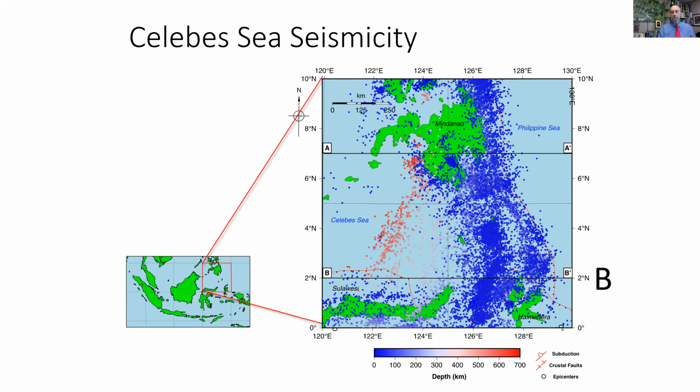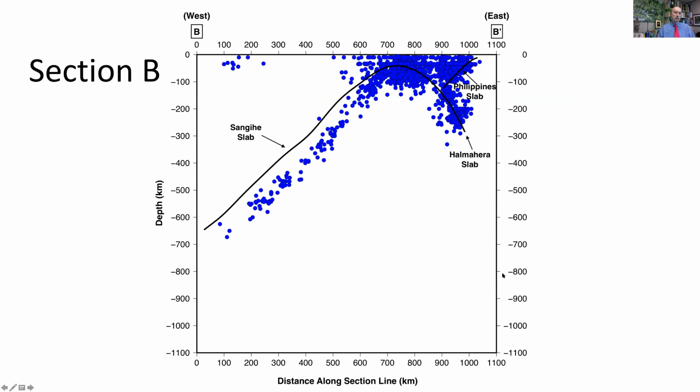So if we look at the Celebes Sea cross-section B now, this is the southern cross-section. We're going to look at section D. Then you see another surprise. In this case, it's continuous seismicity all the way down to 660 kilometers on this well-defined slab.